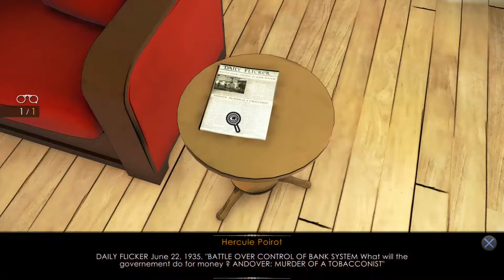Daily Flicker, June the 22nd, 1935. Battle over control of bank system. What will the government do for money? Andover, murder of a tobacconist.